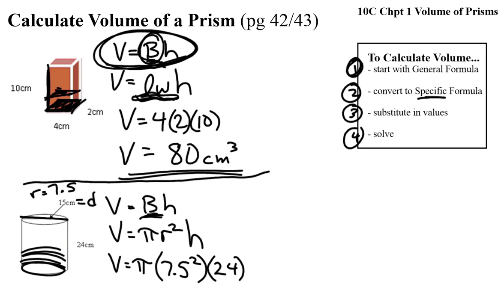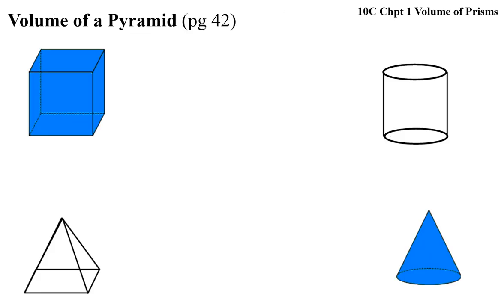Pi times 7.5 squared times 24, what does that give us? That gives us 4,241, and tenths place is always a safe place to round to. 4,241.2 centimeters cubed, not squared like I almost wrote. Whew. That's it for a prism. Big BH. Big B has to change to whatever kind of base formula you have. Substitute in and solve.